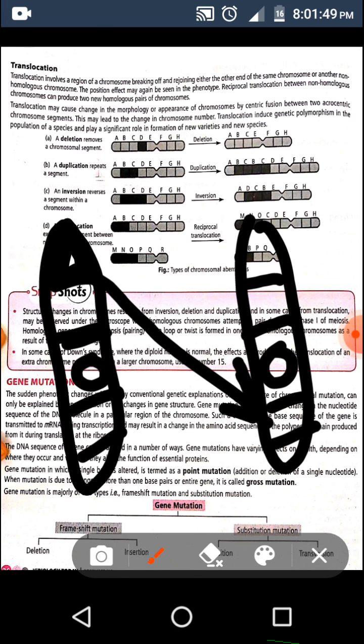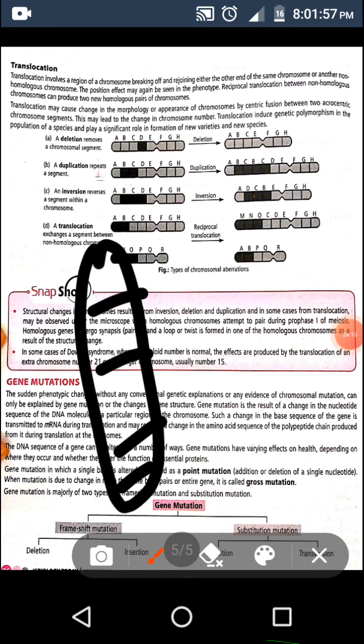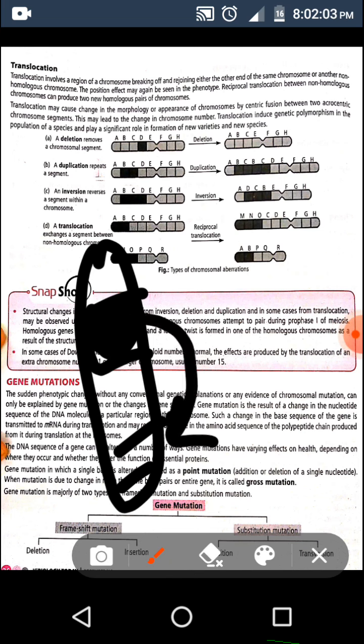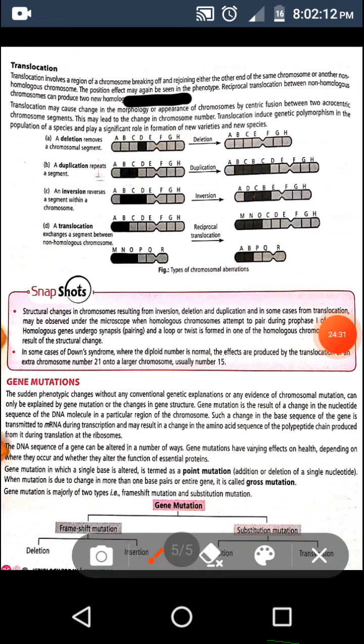Or it may get transferred within the same chromosome, then this process is also called translocation. The translocation involves a region of a chromosome breaking off and rejoining either the other end of the same chromosome or another non-homologous chromosome. The translocation may cause a change in the morphology or appearance of the chromosome by centric fusion between two acrocentric chromosome segments.